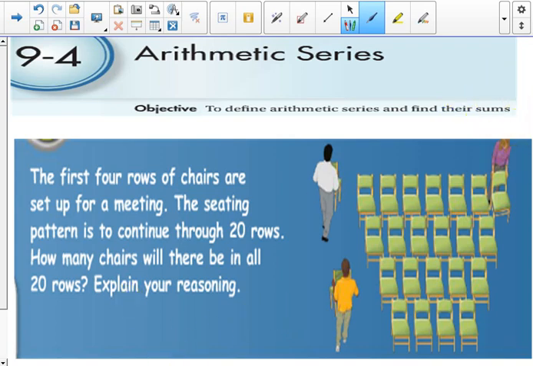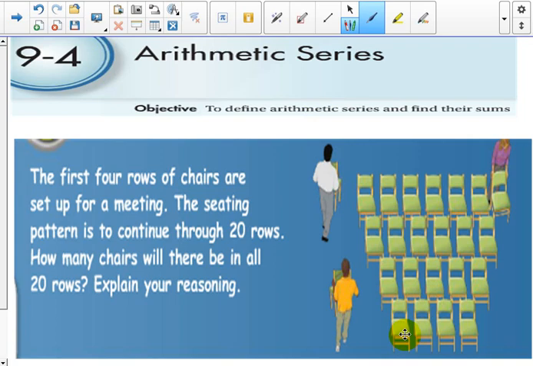I started off with a little bell work here about some chairs that are lined up in an auditorium. It says the first 4 rows of chairs are set up for a meeting. The seating pattern is to continue through 20 rows. How many chairs will there be in all 20 rows? Explain your reasoning. So how many total chairs will you have at the 20th row?